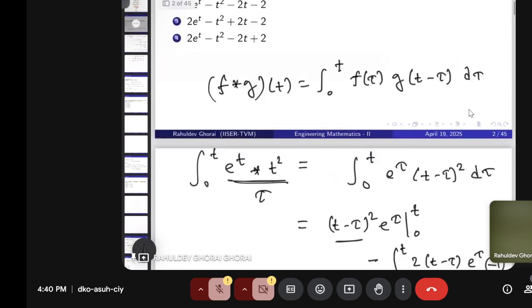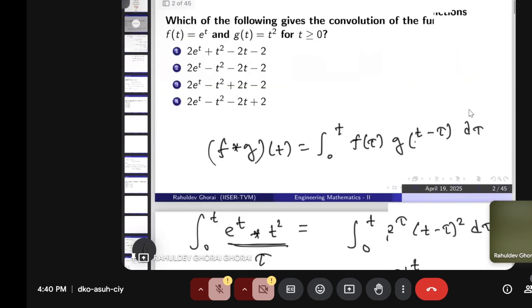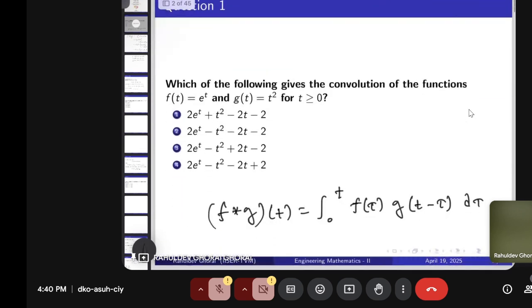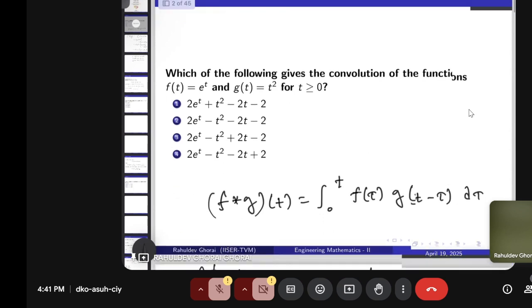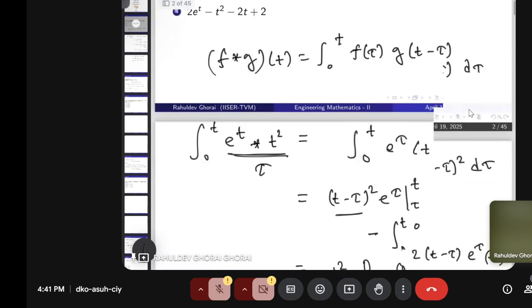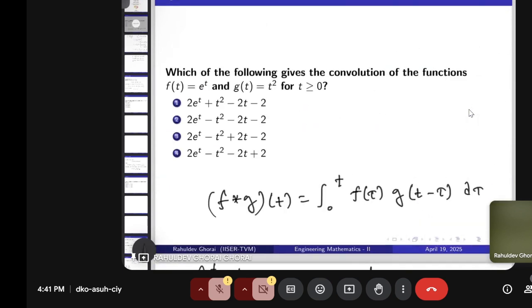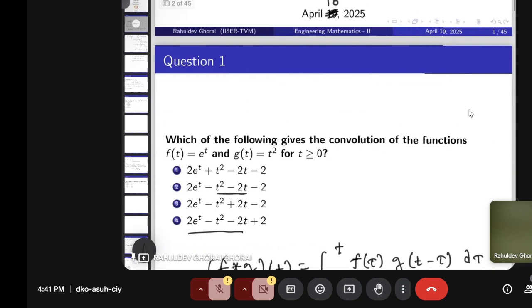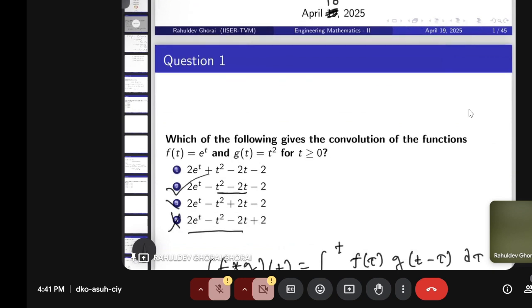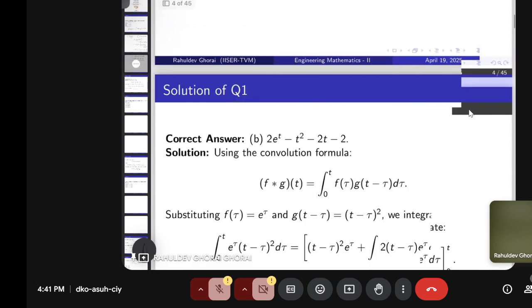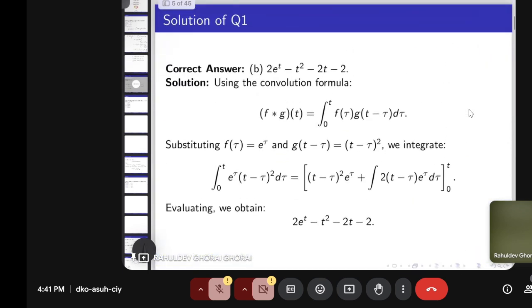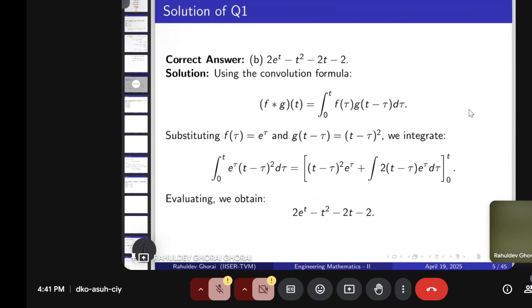Hope you understand, because we start with this convolution function and we just find the convolution of the function, that is 2 e to the power t minus t square minus 2t minus 2. So the second one will be the answer. Here is also the solution of the question.